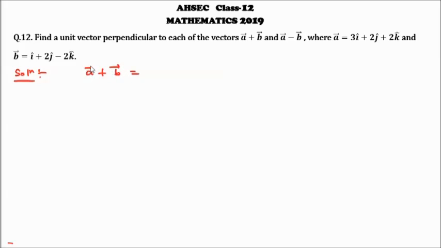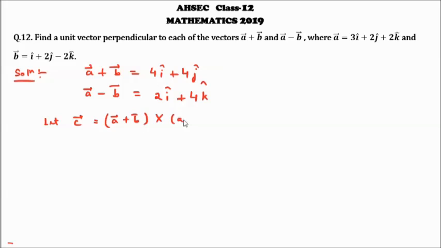So a vector plus b vector will be, the sum of these two will be 4 i cap plus 4 j cap, and a vector minus b vector will be 2 i cap plus 4 k cap. Okay, so let us name that c vector is equal to a vector plus b vector cross product a vector minus b vector.